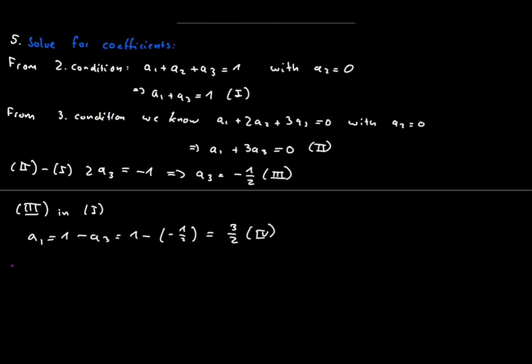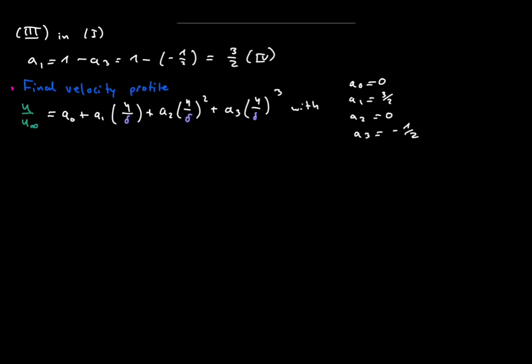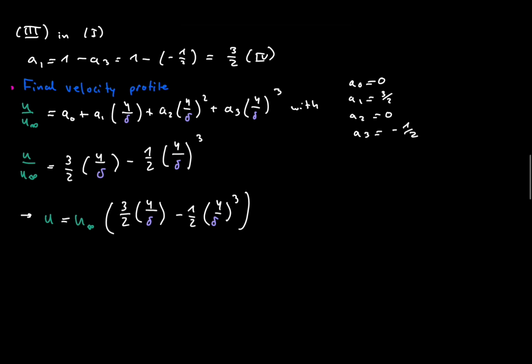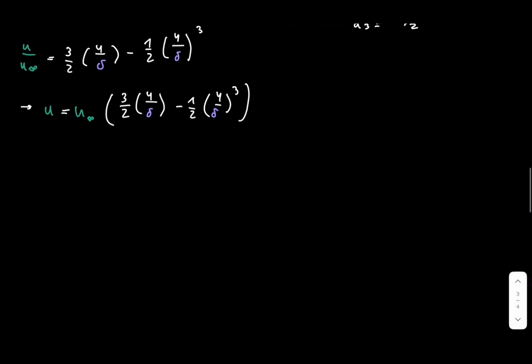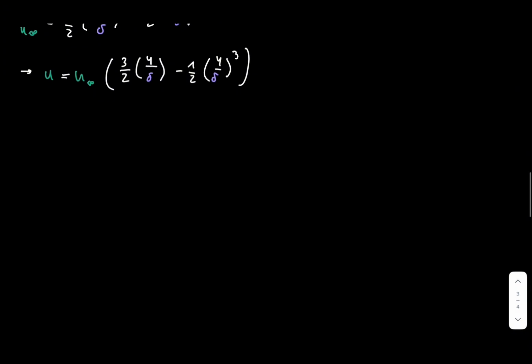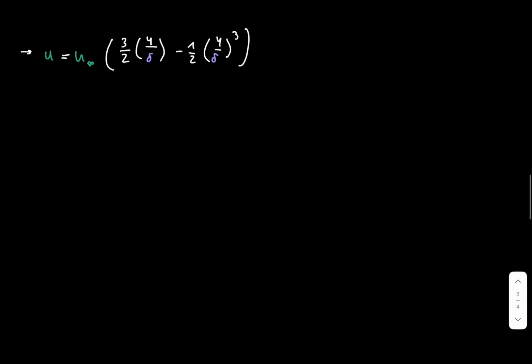So the final velocity profile becomes u divided by u infinity equals 3/2 times y over delta minus 1/2 times (y over delta) cubed. This is a much better representation of the real boundary layer. The profile is steep near the wall and flattens near the edge, with 0 slope at the boundary layer thickness.